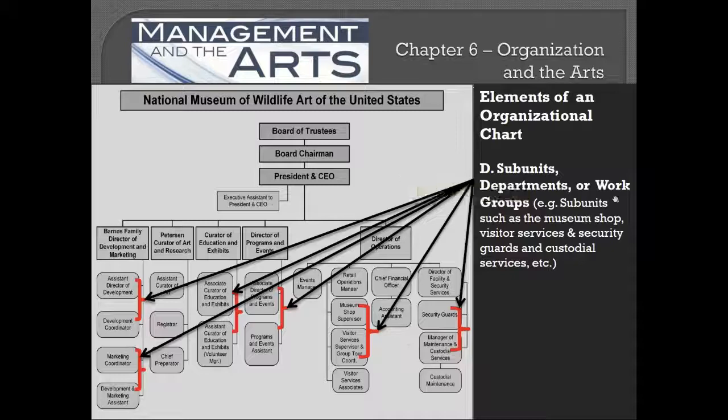So subunits, departments, or work groups. So these are subunits, right? So, museum shop and visitor services, security guards, and custodial services. These are all subgroups that work together. So this is not very well depicted in this chart. So is there a way to do that, maybe with color or with grouping, right? Those are subunits, departments, or work groups.